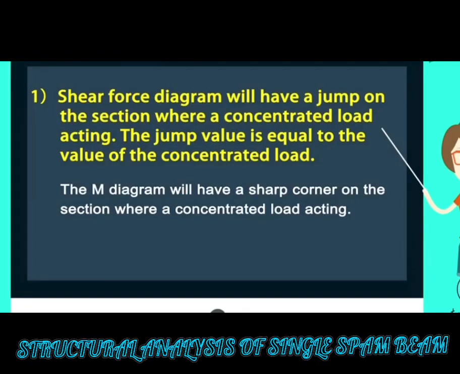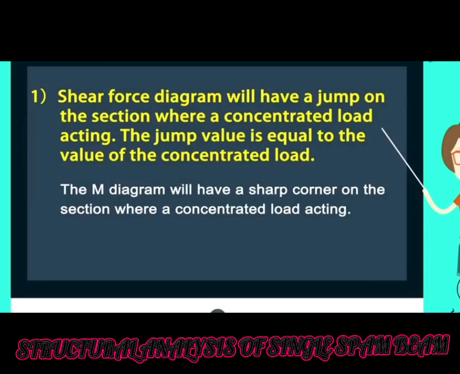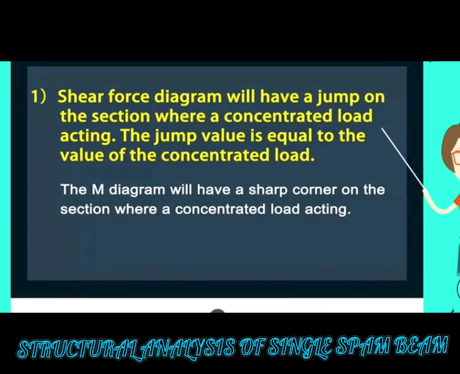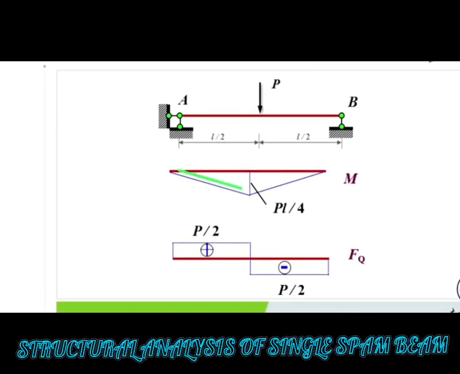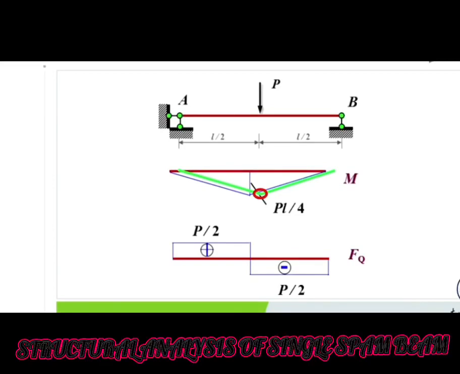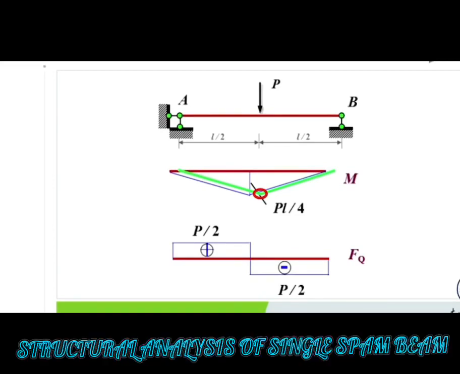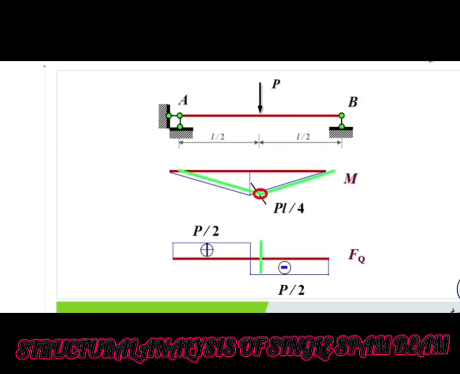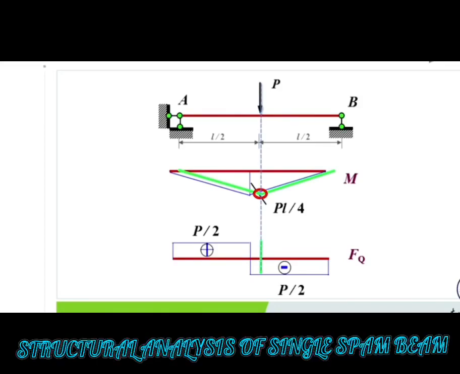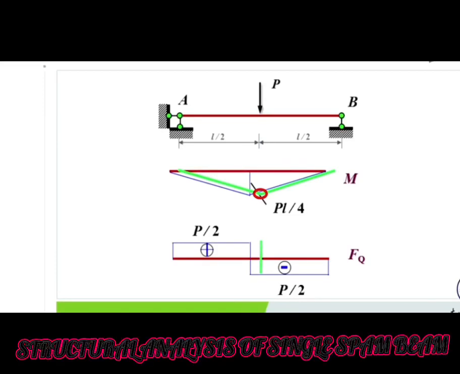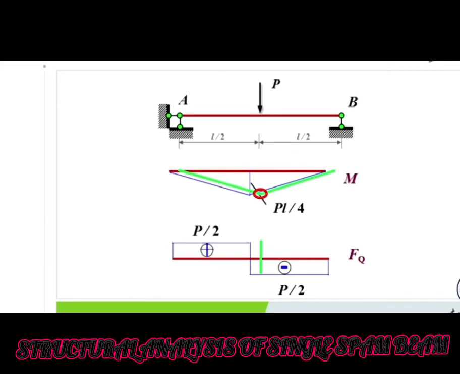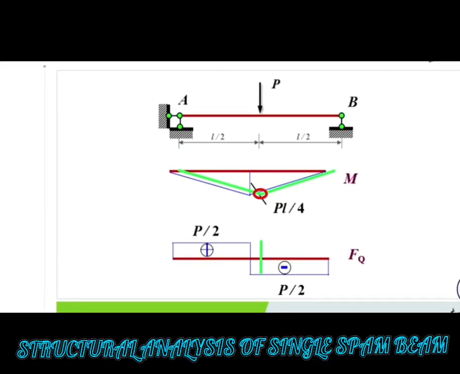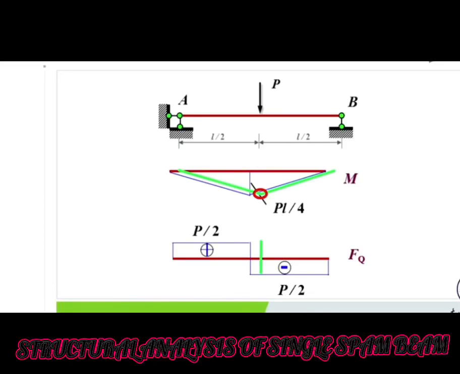Look at an example. It's easy for us to construct a bending moment diagram and shear force diagram. We can see that the bending moment diagram has a sharp corner at this section, and the shear force diagram will have a jump at this section where the concentrated load P acts. And the jump value is equal to positive half P plus half P, so that's the value of the concentrated load P.